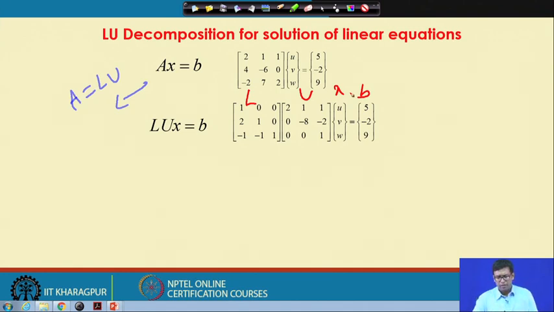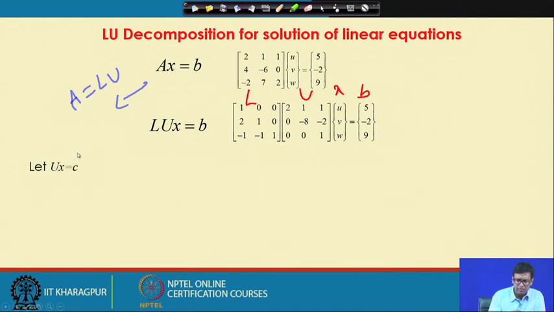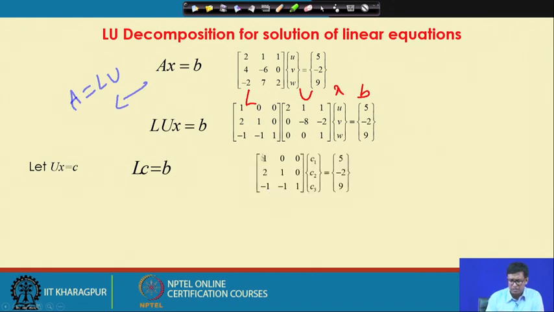Now, Ux is a matrix into a vector, and the product is also a vector, which I will denote by a vector c. So, if Ux is equal to c, we will write Lc is equal to b, which is this L into c is equal to b.